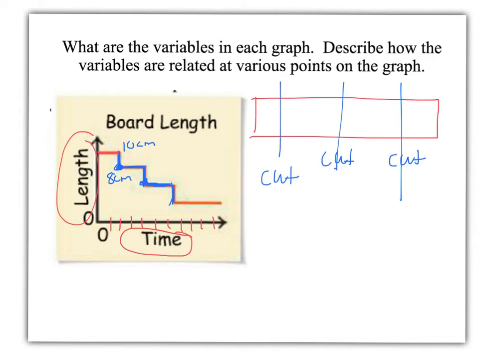I don't know how familiar you are with using saws and stuff, but when you use a saw, you cut a piece off, and then you slide the board down, and you get it lined up, and then you cut another piece off, and then you slide the board down. So these pieces right here, where the length wasn't changing, was probably where they were sliding the board down along the saw, getting it lined up with the mark, and then you would cut it off.